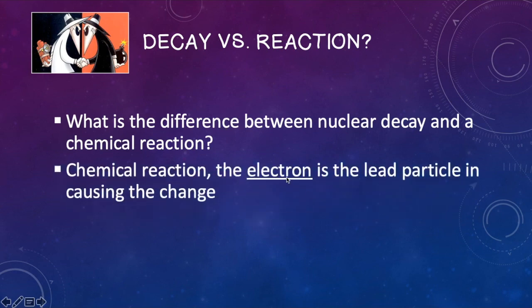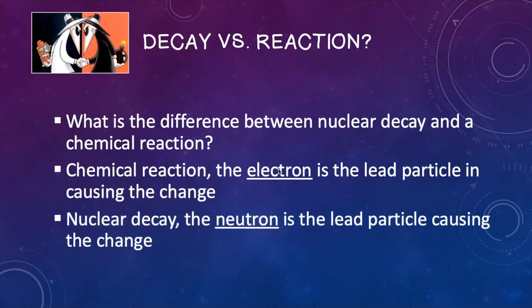In a chemical reaction, it is the electron that is being changed, exchanged, bonded with other things, and that's what causes the change. In a nuclear decay reaction, it's the neutron that is causing the change. So because the neutron is kind of falling apart from that nucleus, then you get different amounts of protons in your nucleus. So then you get different identities, different atoms. So that's the big difference between them.